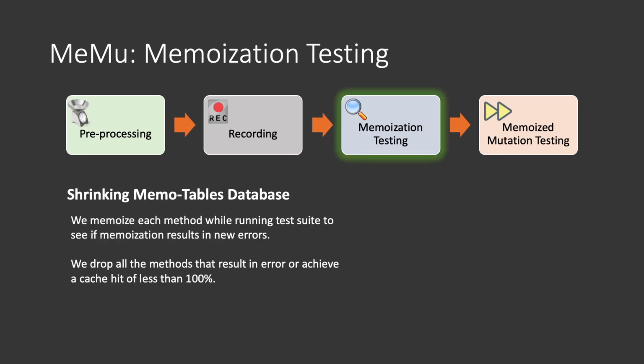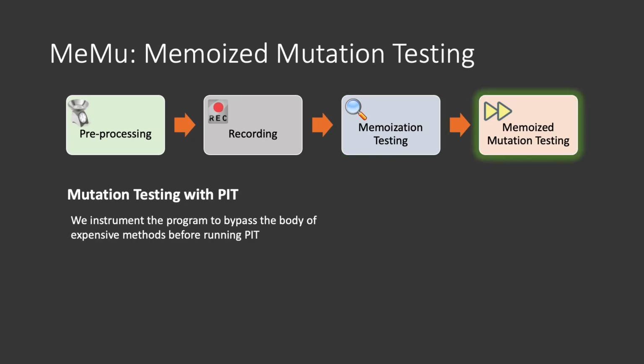During mutation testing, we have to load the memo tables database each time we create a process for testing mutants. Since the memo tables database can easily grow, this imposes a large amount of overhead on mutation testing. Additionally, not all the recorded methods are actually memoizable, or some of them have little cache worthiness. To reduce the size of the memo tables database and get rid of the methods with less cache worthiness, we tentatively memoize each of the recorded methods and run the covering test cases against the methods to filter out the methods that cause failure when memoized or result in less than 100% cache hits. Once we prune the memo tables database, we start the actual mutation testing process.